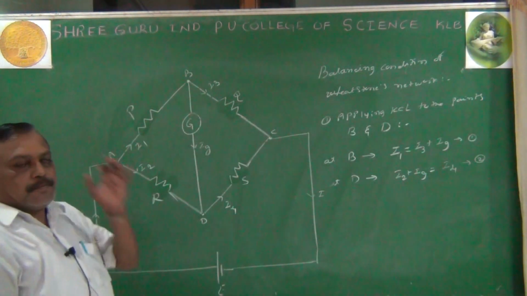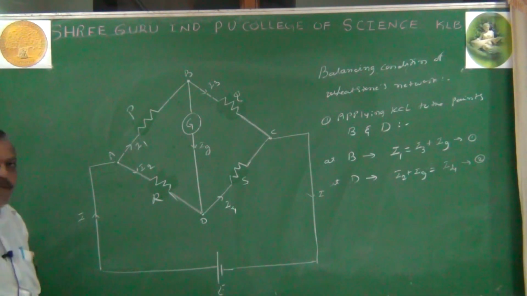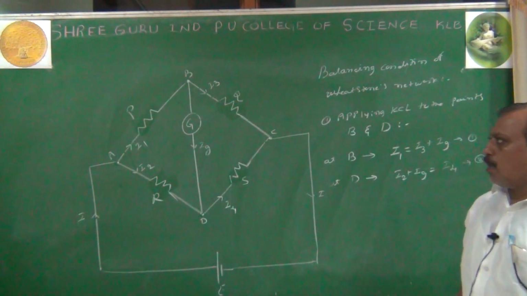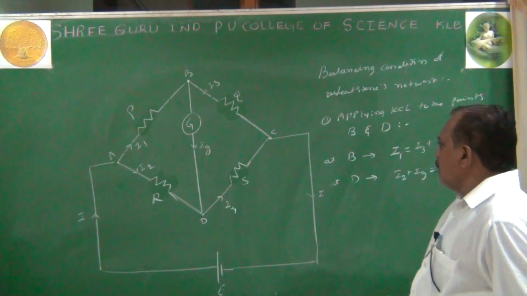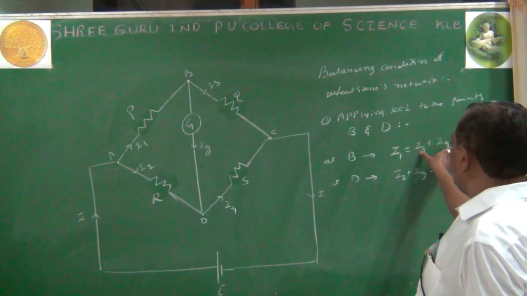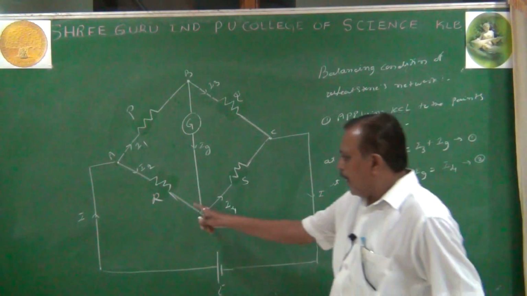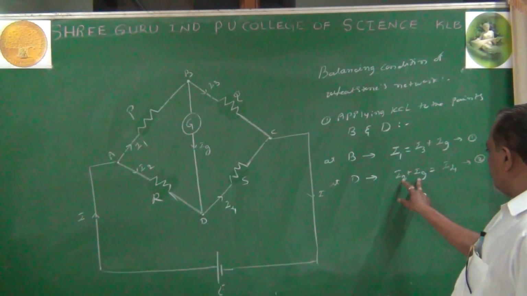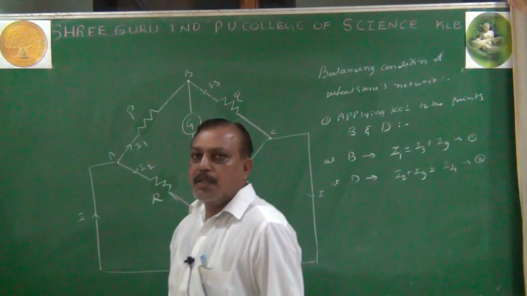Is it clear? So what is the hint given for the derivation? Apply the KCL to the points where the galvanometer is connected. B and D are those points. We applied the KCL at B, giving equation number 1. Similarly at the point D, I2 and IG are the incoming currents and I4 is the outgoing current, giving equation number 2.